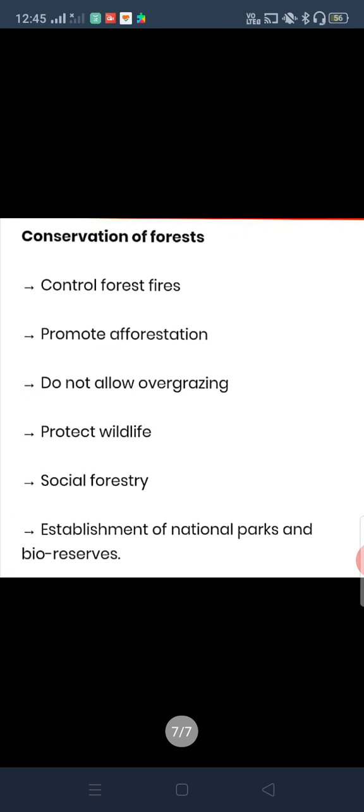Now, conservation of forest. As forests are very important for us, we need to save them. That is known as conservation of forest. Control forest fire, promote afforestation, do not allow overgrazing, protect wildlife, social forestry, establishment of national parks and biosphere reserves. So in this way we can save our forest and conserve it for sustainable use and for future generations.